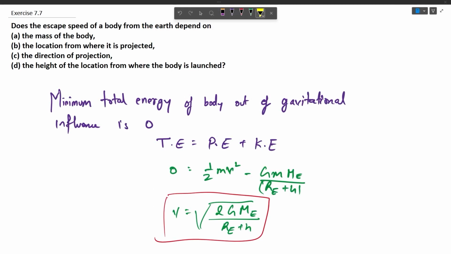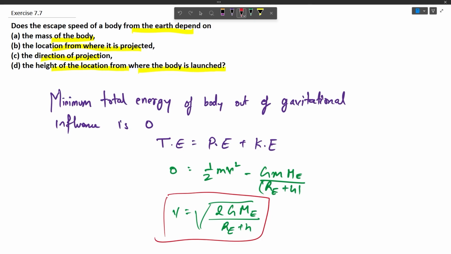The question says, does the escape speed of a body from Earth depend upon the mass of the body, the location from where it is projected, the direction of projection, or the height of location from where the body is launched? So here we must understand the concept of escape velocity. Escape velocity is the velocity that must be given to the body so that it can get out of the Earth's gravitational influence.